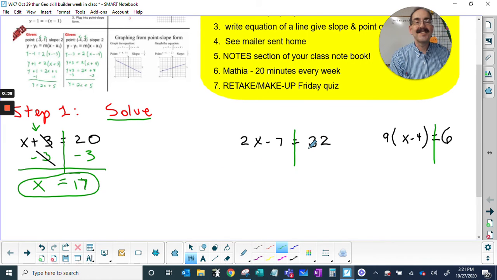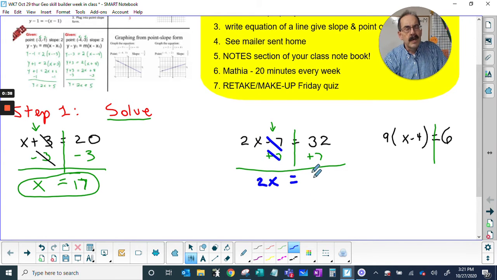Okay, next one. A little bit more complicated. What's the opposite of a minus? A plus. Whatever we do to one side of the equation, we have to do to the other. Got to keep it equal. Okay, 7 minus 7 goes away, leaving us with the 2x, leaving us with the equal. 32 plus 7 is 39.